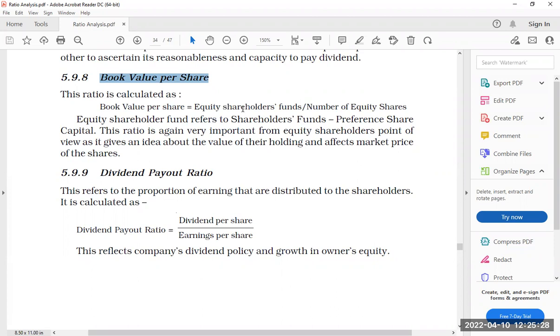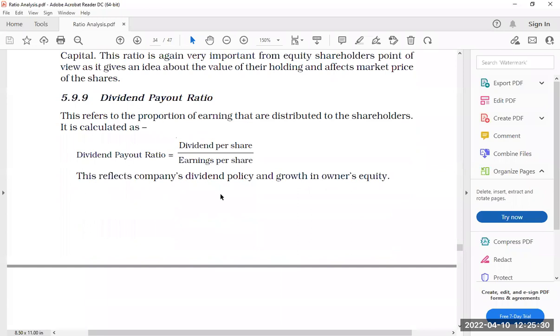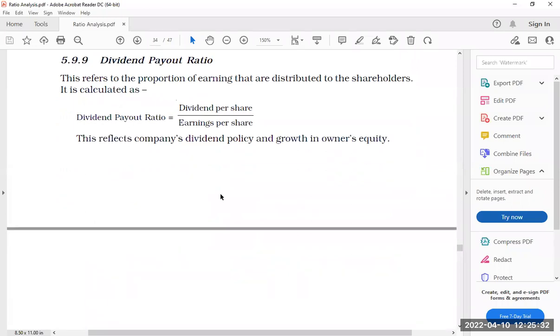Okay. Next, DP ratio, dividend payout ratio. You remember what is EPS? From EPS, how much I'm giving to shareholder, how much I'm retaining in the business. Suppose 10 rupees is the earning per share. Out of 10, 2 rupees I'm giving as dividend. 8 rupees I'm keeping in the business as retained earnings. Reinvestment in the business for the next year.